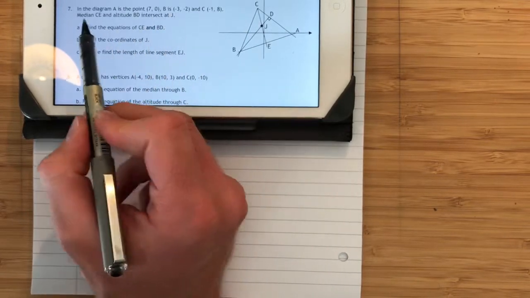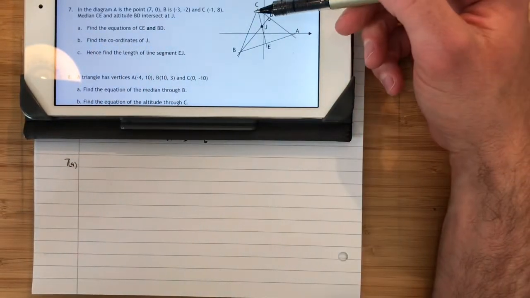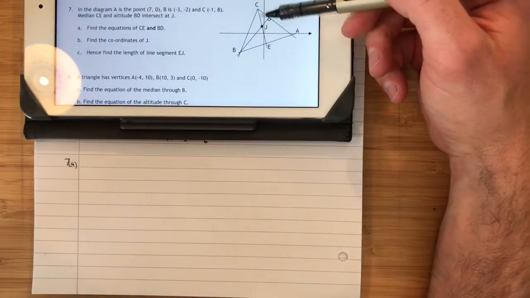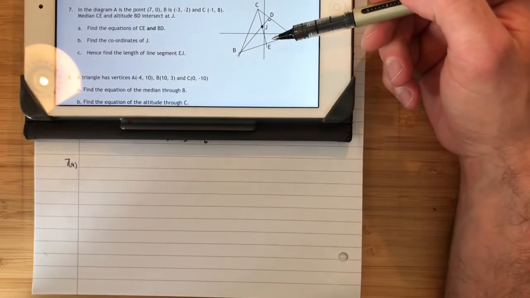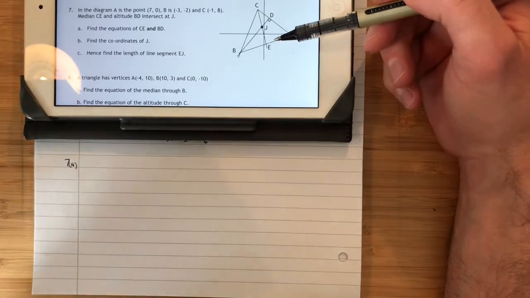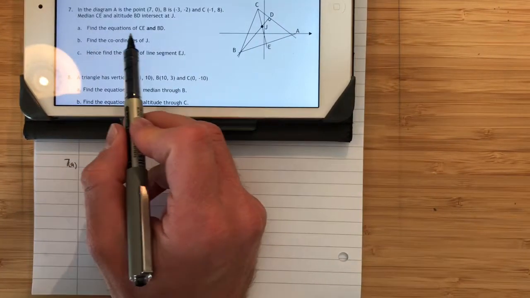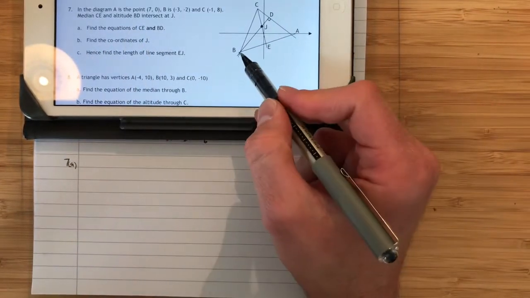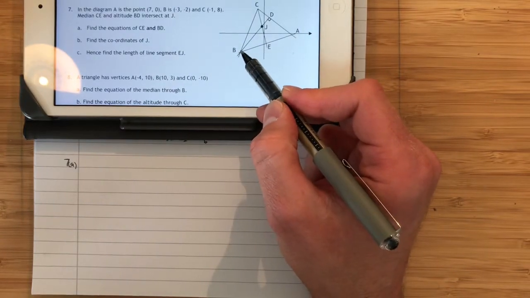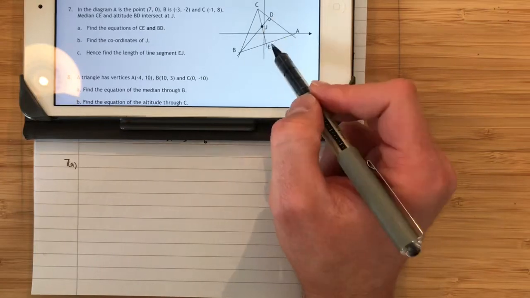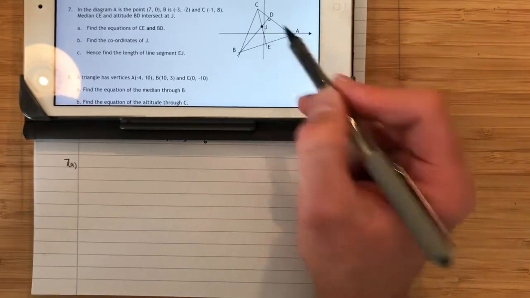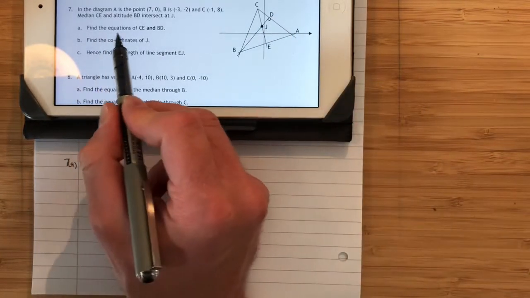In the diagram, median CE. Right, so it tells me C to E is a median. That is the median from C. It goes to the midpoint of the opposite side. And altitude BD. So the altitude BD goes from B and it's perpendicular to the opposite side. Okay, so it's the median from C and the altitude from B. And they intersect at J. Find the equations of CE and BD.